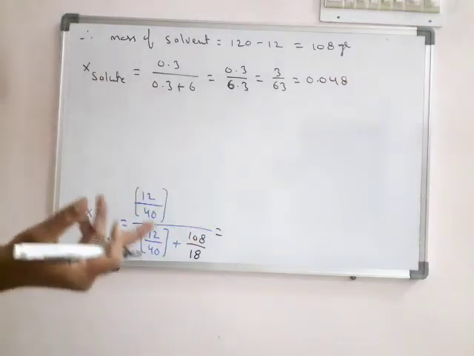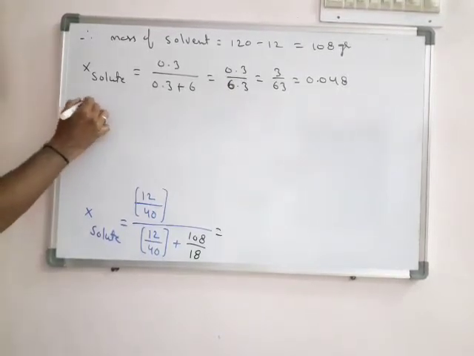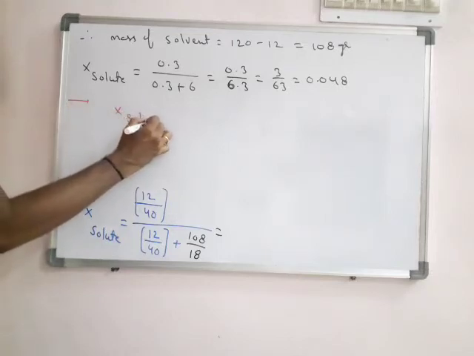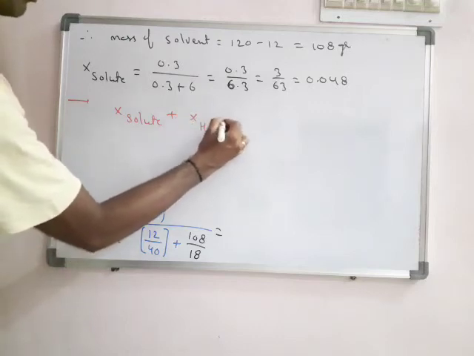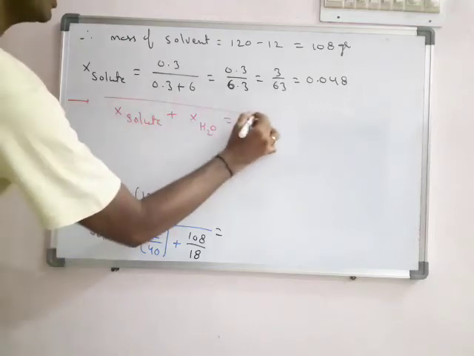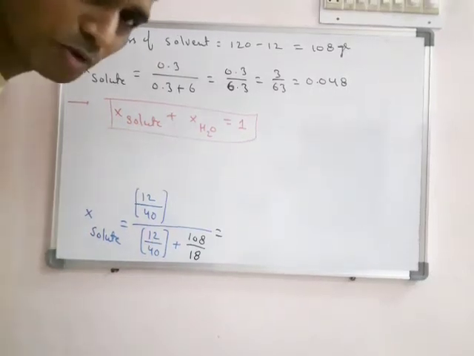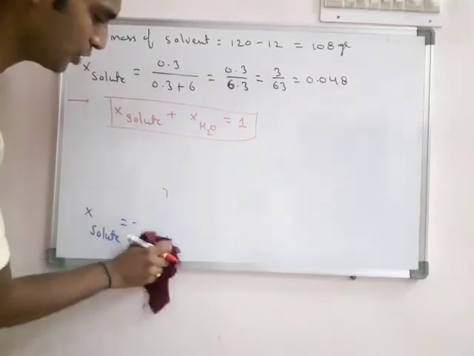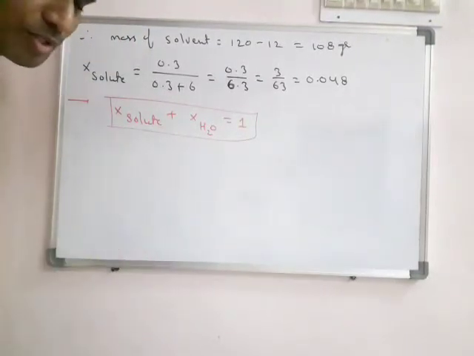Here we need to find out both components. So the mole fraction of solute you got is 0.048. Then the mole fraction of the solvent, that is water. The solute has no name given, and since an aqueous solution is given, the solvent is water. You know the formula: the sum of mole fractions of all components in a given solution is always equal to 1.